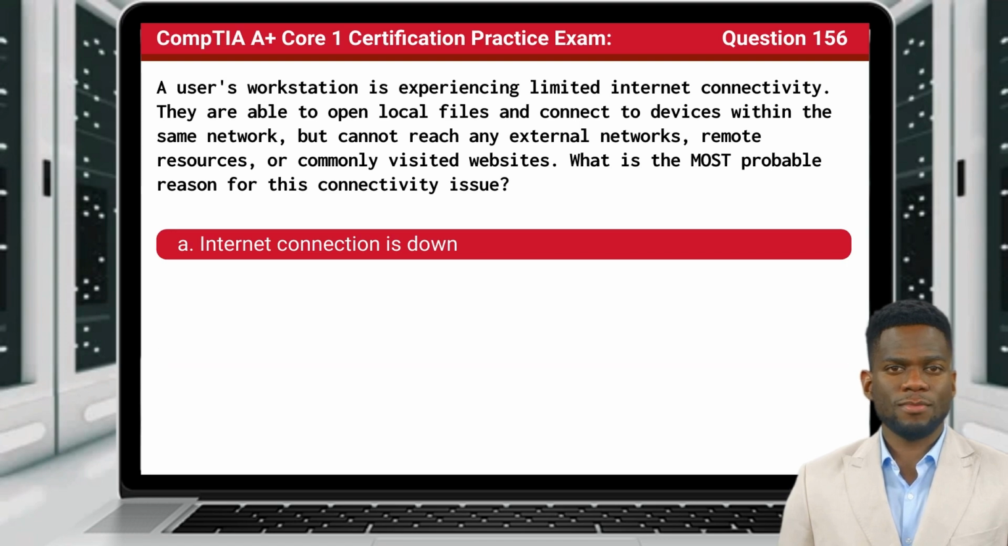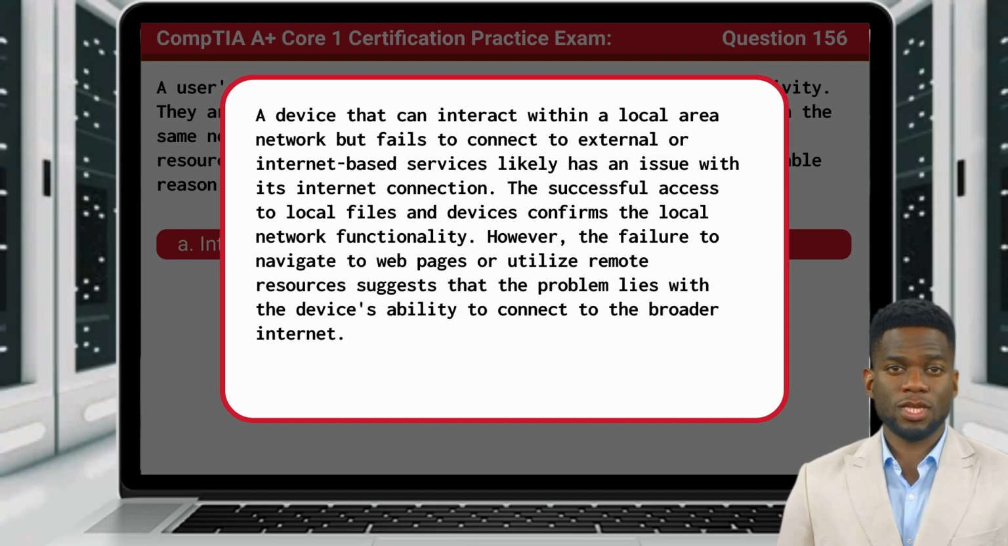The answer is A. Internet connection is down. A device that can interact within a local area network but fails to connect to external or internet-based services likely has an issue with its internet connection. The successful access to local files and devices confirms the local network functionality. However, the failure to navigate to web pages or utilize remote resources suggests that the problem lies with the device's ability to connect to the broader internet.